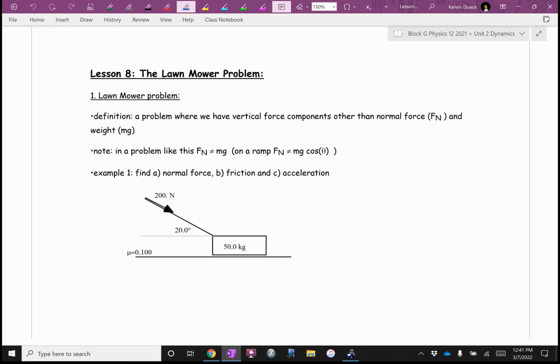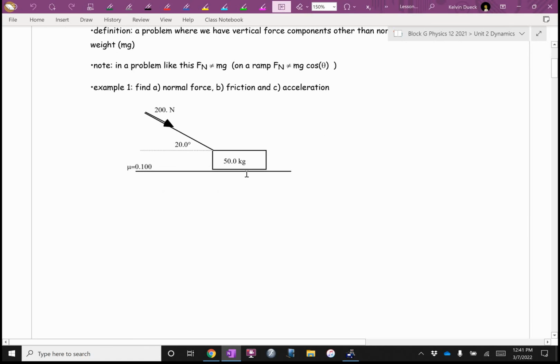In a problem like this, the key mistake kids make is they want to let the normal force equal mg. No. And if we're on a ramp and there are forces at angles, the normal force is not equal to mg cos. I don't think I'm going to do one like that with you, but it's an extension. Example 1 is the next question.